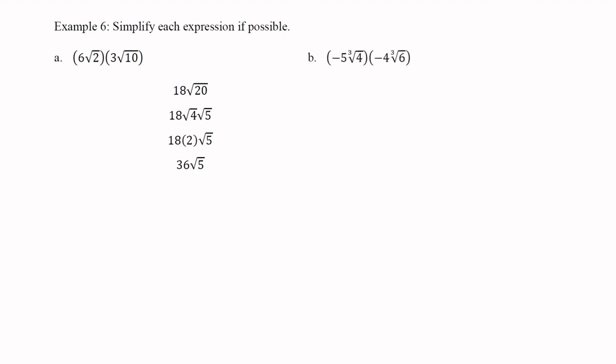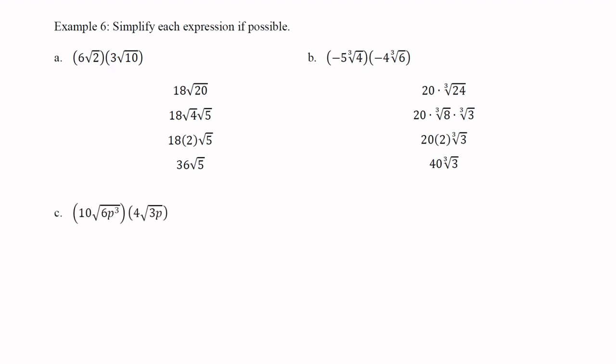For b, we multiply the coefficients. Negative 5 times negative 4 gives us positive 20. We multiply 4 times 6 to get the cube root of 24. Then we find the largest perfect cube that goes into 24, which is 8. 8 times 3 gives us 24, so we split up our cube root. The cube root of 8 is 2, and 20 times 2 gives us 40. So our final answer is 40 cube root of 3.